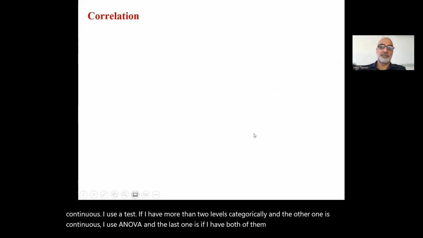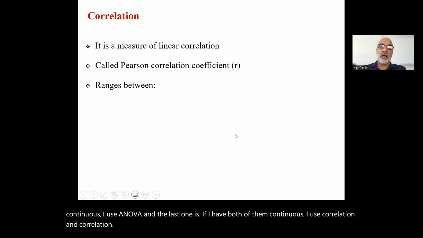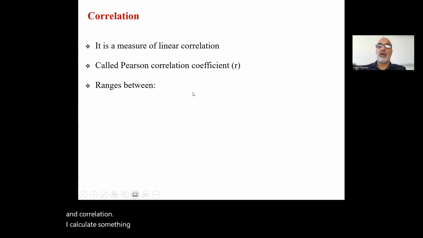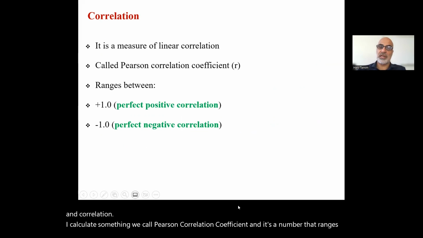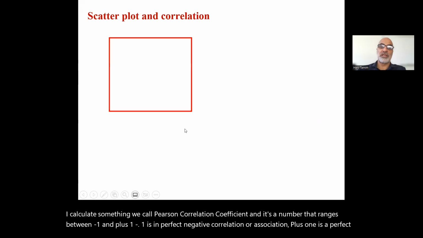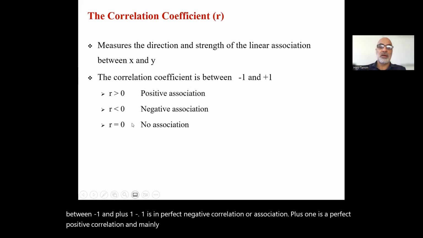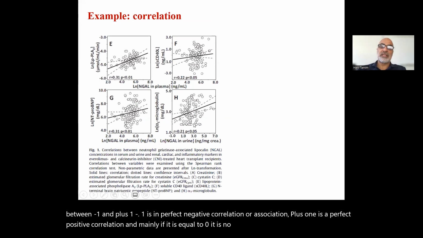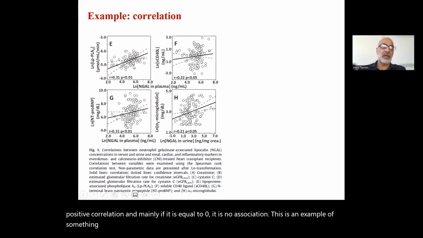And in correlation, I calculate something we call the Pearson correlation coefficient, and it's a number that ranges between -1 and +1. -1 is a perfect negative correlation or association. +1 is a perfect positive correlation, and if it is equal to 0, it is no association. This is an example of something called angle with another variable. I don't care about them.